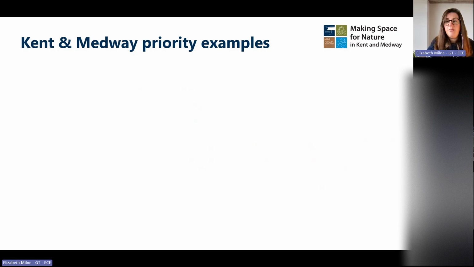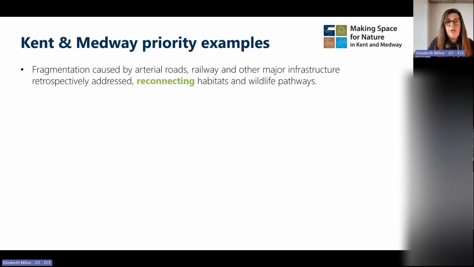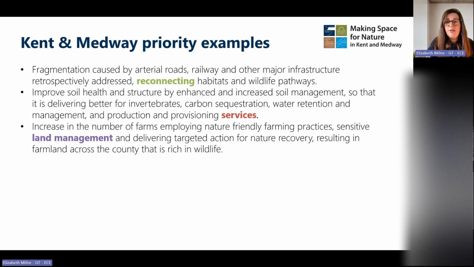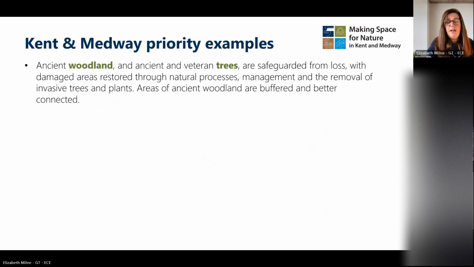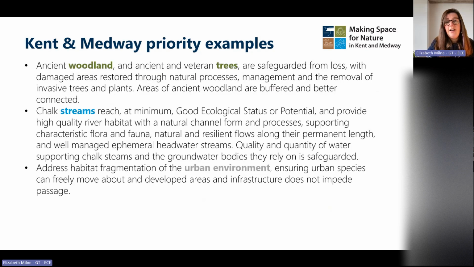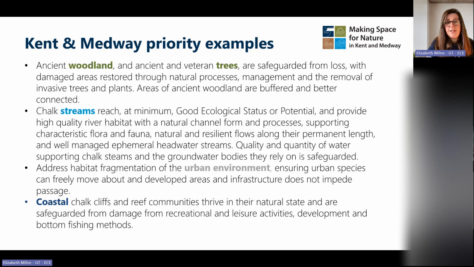But here are just some examples of the priorities identified under the ambitions of connectivity, for nature-based solutions, for land management, for species-rich grassland and successional habitats, and then for woodland trees and hedgerows, freshwater habitats, the urban environment, and coastal habitats.